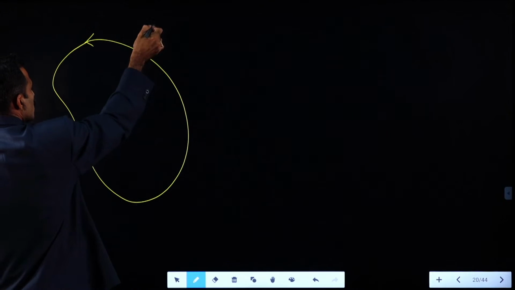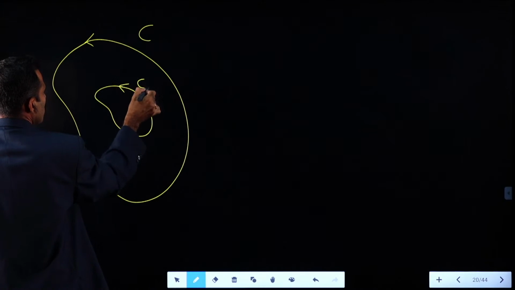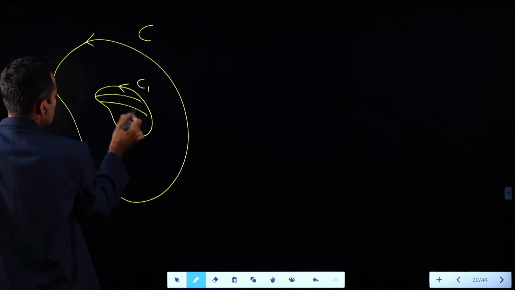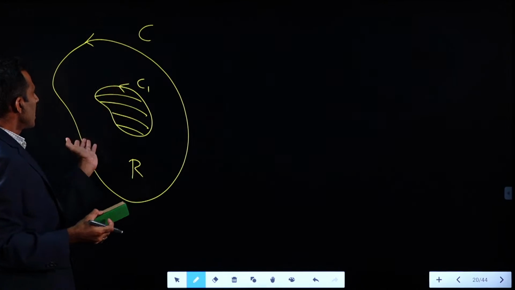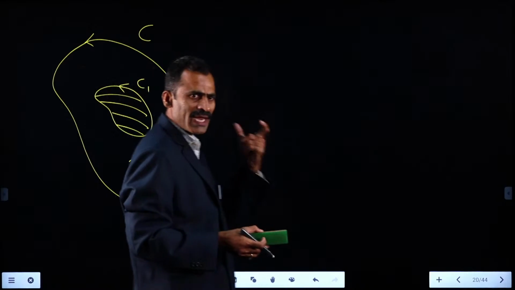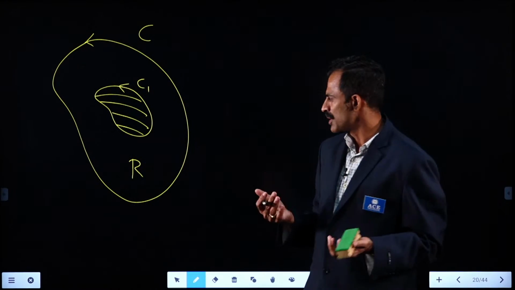Inside the simple closure curve C, if you leave some portion only, if you leave some portion like this, C1, that is, we are taking the region only inside C, outside C1, that is between C and C1 only. And this type of region is called multiply connected region only.